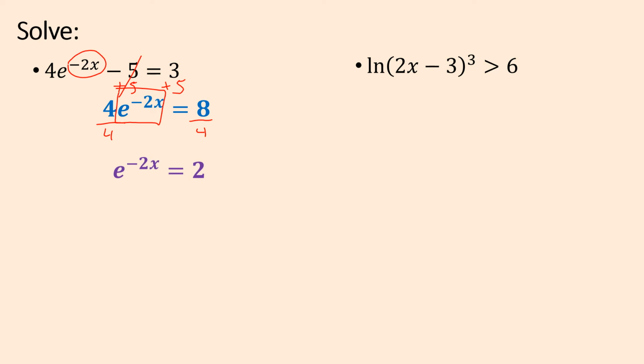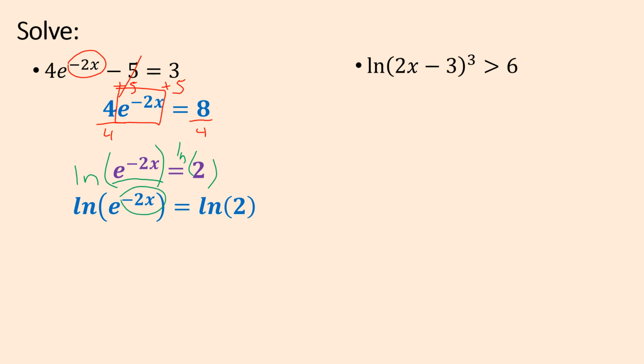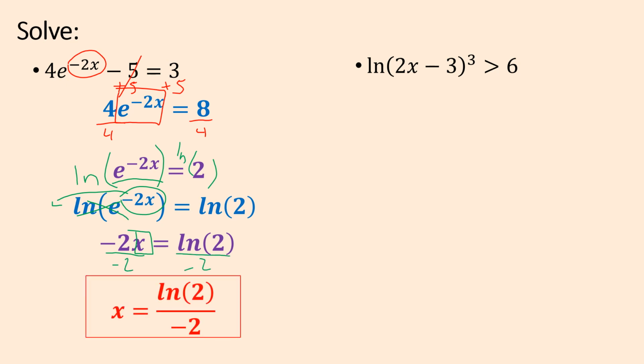So this is where we want to be, because at this point it's just the e on the left side here, and we're able to take the natural log of both sides. Natural log of e to the negative 2x equals natural log of 2. This is going to move out front, and these two cancel out. Negative 2x equals natural log of 2. We want the x by itself, so we're going to divide by that negative 2. Okay, you can just leave it like that, or if you want to plug it into your calculator and get an actual decimal, you can do that as well.